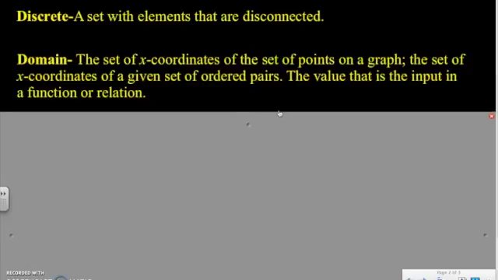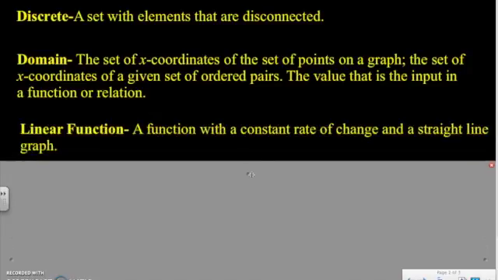Domain is going to be a big vocabulary word this year. We're just going to touch on it in Unit 2A, but when we get to 2C, we're really going to dig deep into domain. So you'll see this again, I promise you, later in the year. But the domain is basically your x values. The formal definition is the set of x coordinates of the set of points on a graph, or the set of x coordinates of a given set of ordered pairs. It's going to be our input, which is what we're putting into the function. And that is domain. So basically, that's a long definition to say that the domain is your x values.